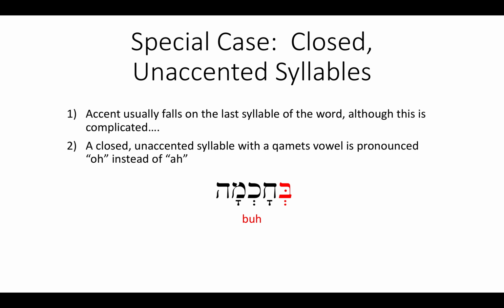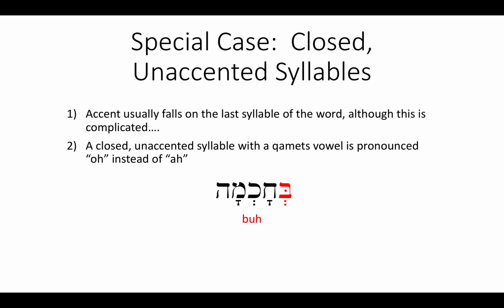Let's look at an example. We have this word bahokma, and it means with wisdom. Our first syllable is ba. This is a vocal schwa because it appears at the beginning of a word. If you see a schwa under the very first letter, it's always, always, always pronounced. I can't think of any exception to that.